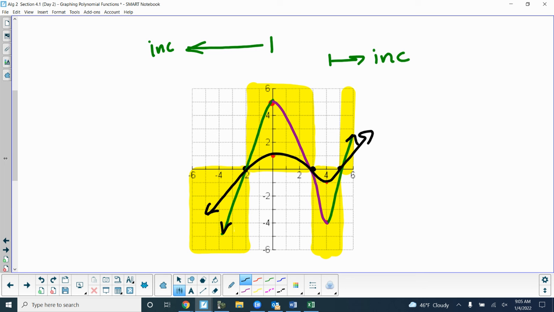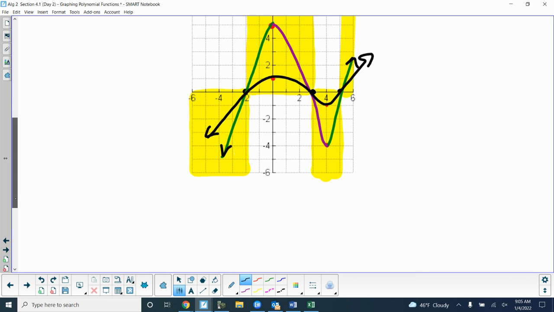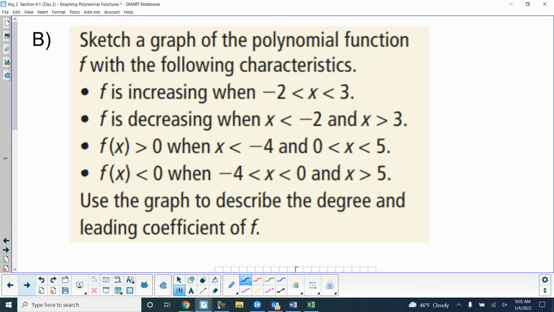So again, I would do positive and negative area first. If you've got a highlighter, you can change colors to help you do the positives and negatives.